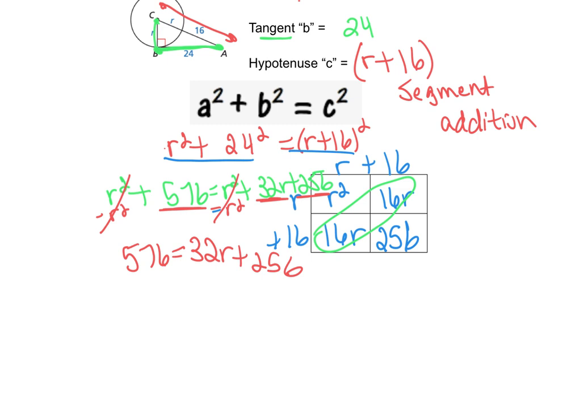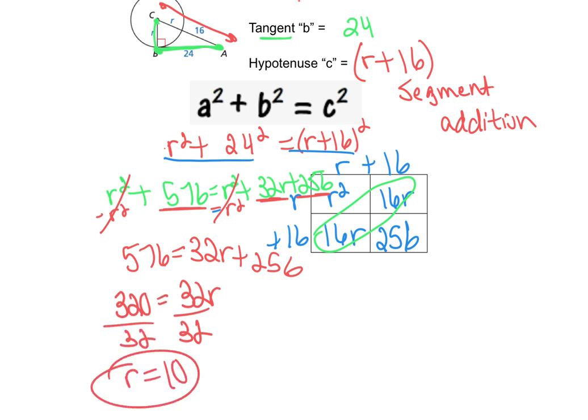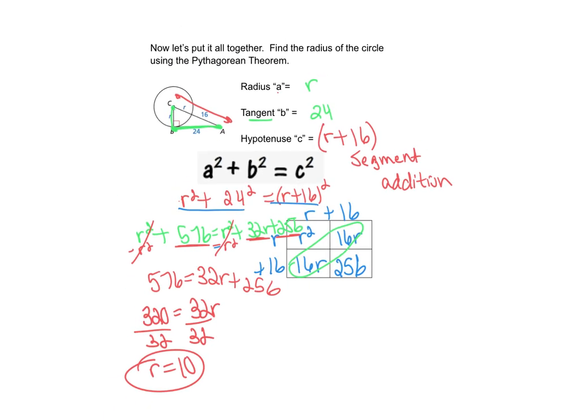When we subtract 576 minus 256, we get 320. If we divide both sides by 32, we get that our radius equals 10. Okay, so we had to do a little bit of all the things that we've talked about in this lesson so far. Identifying the parts of our triangle with the circle, doing a little bit of the box method, Pythagorean theorem, putting it all together.